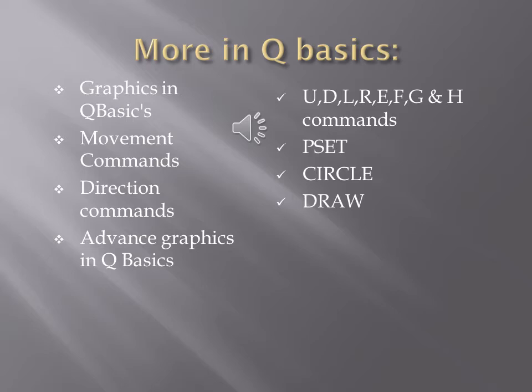Draw U and the length of the line. You can write it like this, and on your screen the upward direction line will appear. Okay, the D command is used for the downward direction. In the same way, you write draw D and the length of the line. If you use the D command, you draw a line in the downward direction. Like U and D, you also have the L and R commands. The L command is used for the left direction, and the R command is used for the right direction.